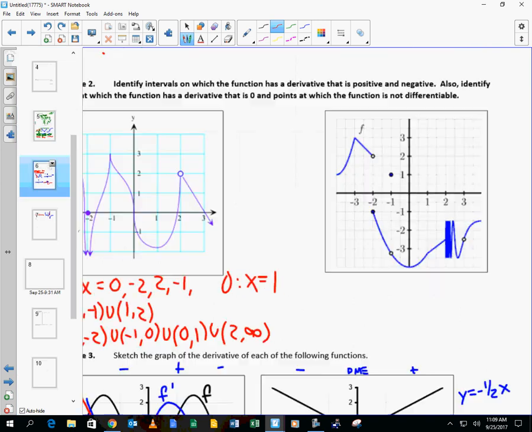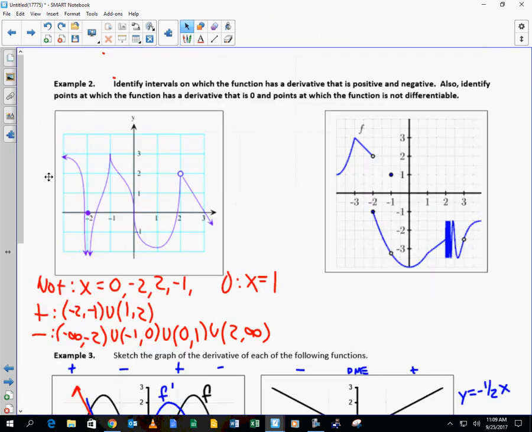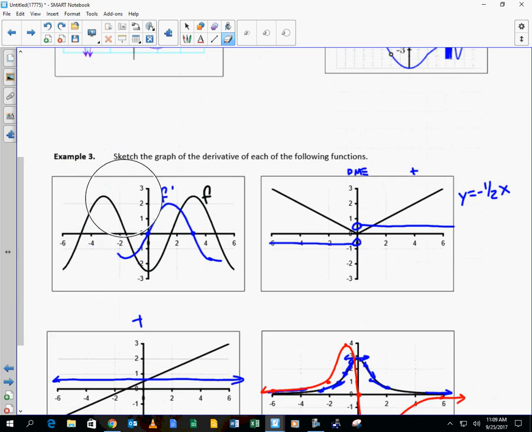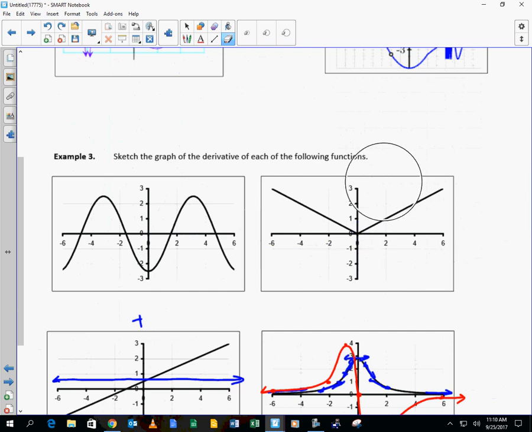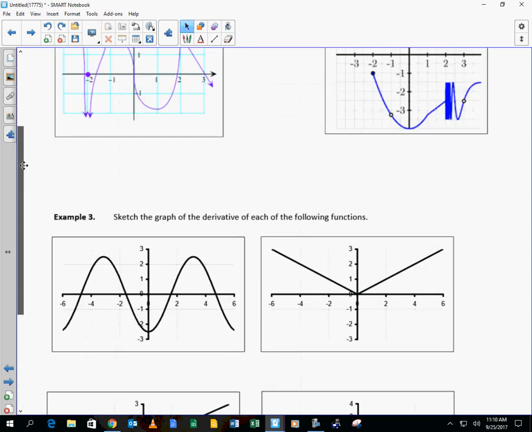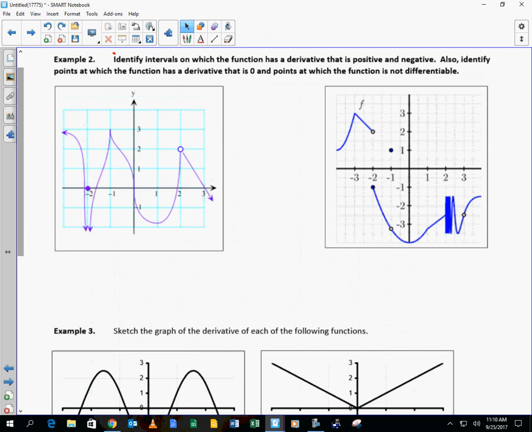Okay, flip it on over, and let's look at these. We've got some interesting looking graphs here. What we want to do is identify where the derivative is positive, where the derivative is negative, and where the derivative is equal to 0. So let's set up some pieces to figure this out. Let's do the easy one first. Let's set up where this derivative is equal to 0. So f prime of x is equal to 0 for x equals, where is the derivative equal to 0 for this graph? Yeah, 1. And that's the only spot.